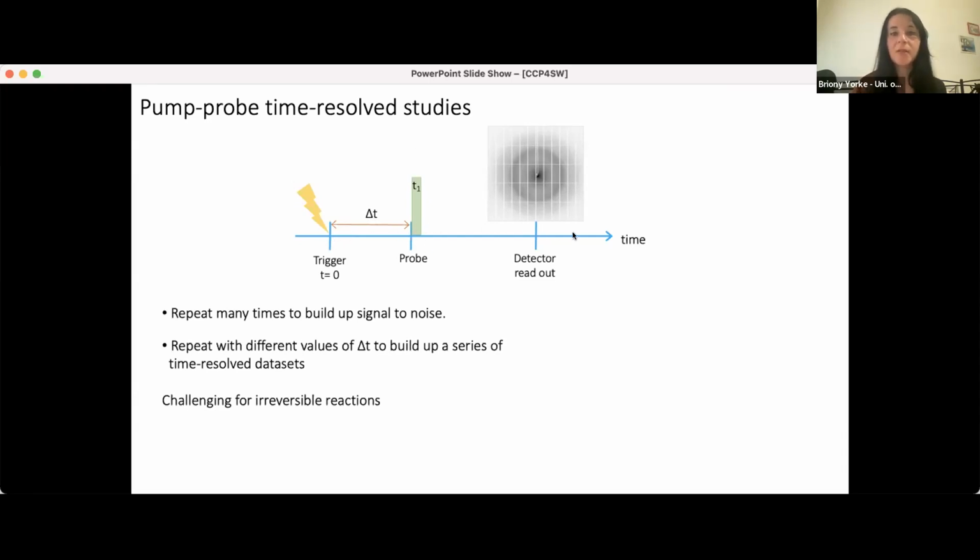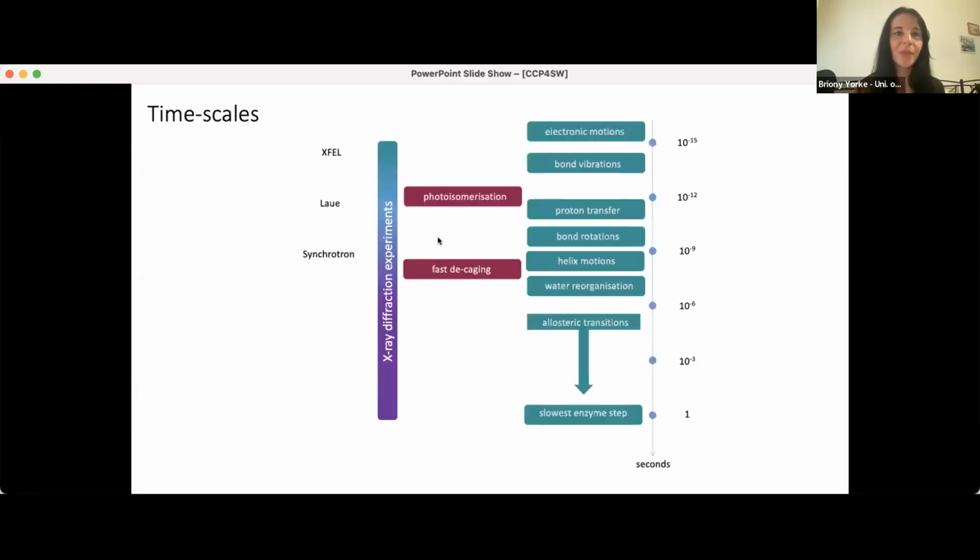And then we get a series of data sets along a reaction coordinate that show us the changes in the structure. This is very challenging for irreversible reactions because obviously we can't just repeat this over and over again on the same crystal. We can't allow it to just relax back to its starting state and try again. So we need to think of interesting ways that we can overcome these issues.